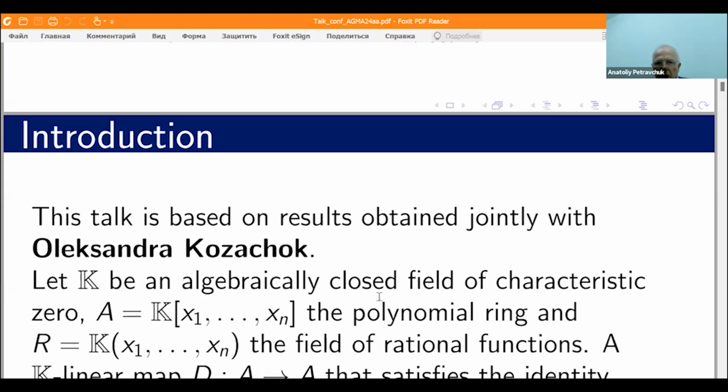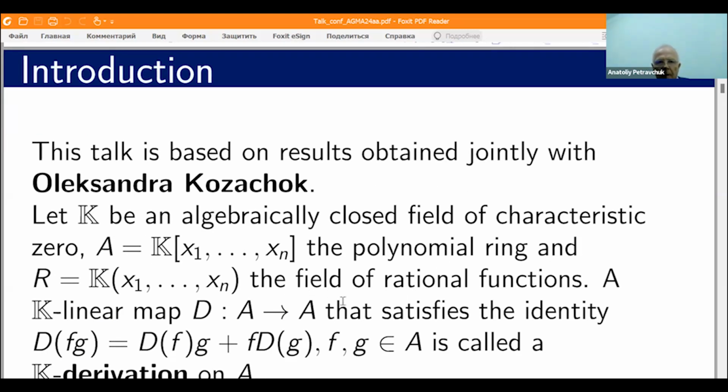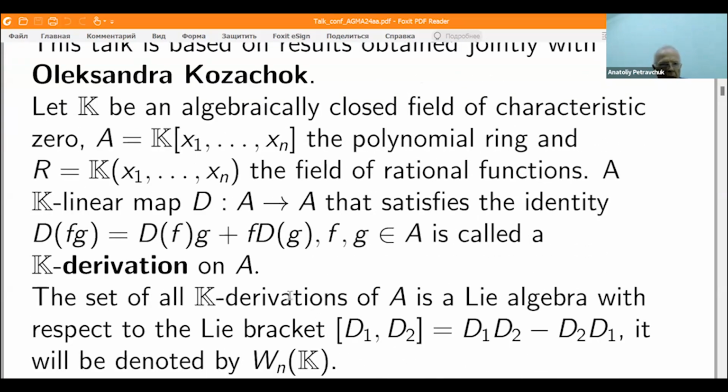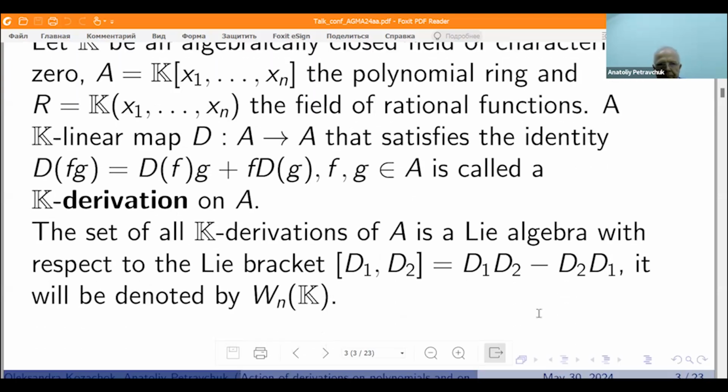Let K be an algebraically closed field of characteristic 0, A the polynomial ring, and R the field of rational functions. I recall that a K-linear map D from A to A that satisfies the Leibniz identity is called a K-derivation on A. The set of all derivations of A is a Lie algebra with respect to the Lie bracket, where [D1, D2] is the commutator. This Lie algebra will be denoted by W_n(K).